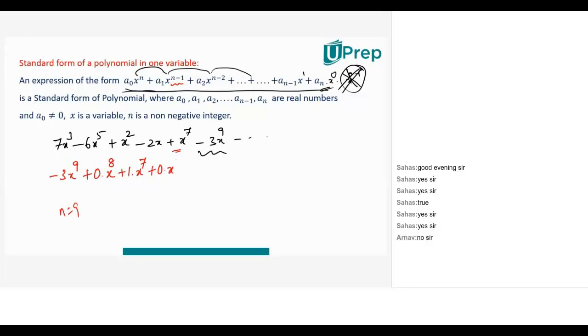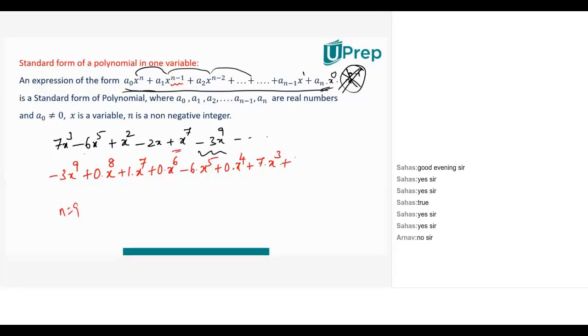Then 6 minus 1, 5. Yes, I have a 5 term. It is minus 6x to the power of 5. After this, I need power 4, which I don't have. So 0 times x to the power of 4. Then I need cube, 4 minus 1, 3, which is present, 7 times x cube. Then one more power less, 2. Do I have a 2 term? Yes, x square, 1 into x square.